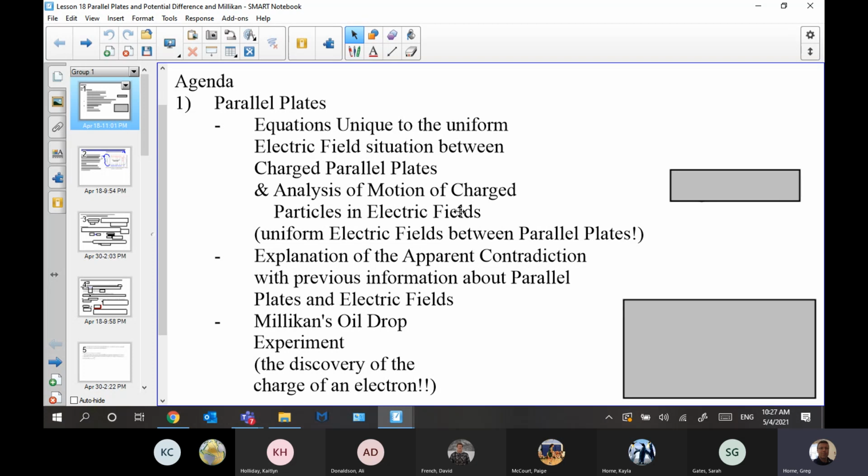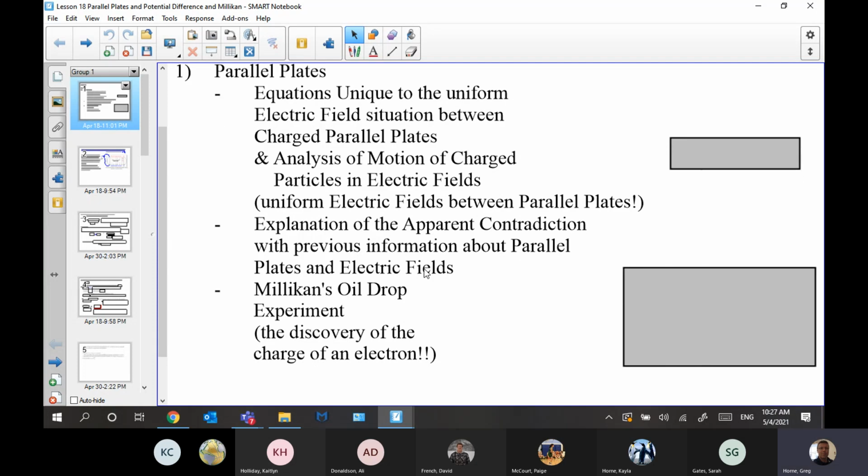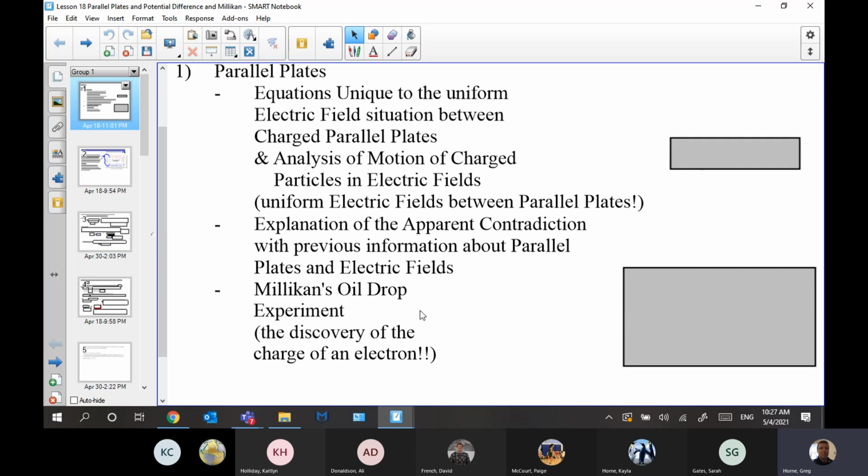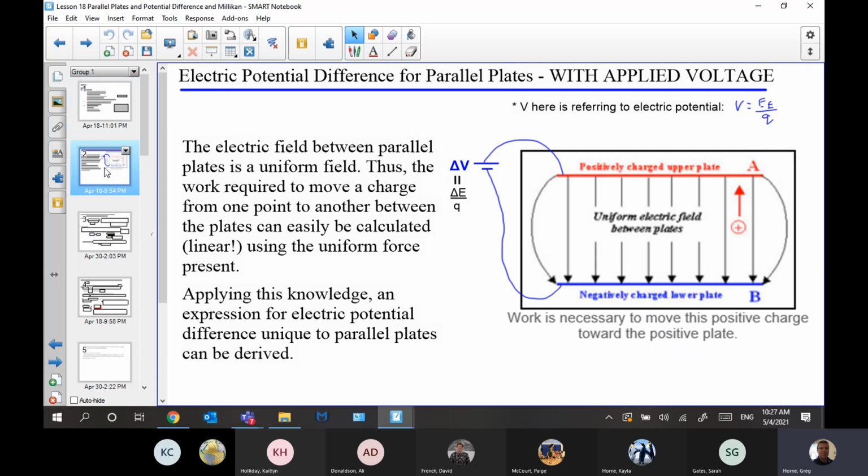You can do some work that you don't have the luxury of doing if the force is not uniform. Uniform force gives uniform acceleration, and so our previous knowledge from grade 11 applies nicely. But in a case where you don't have uniform force, you can't just say you've got acceleration and so on, because the acceleration wouldn't be constant. So that's what we're tackling here. And then also we're going to look at the very important historical experimental result where they determined the charge of an electron. If you're wondering how they know that the charge of an electron is 1.602 times 10 to the negative 19, this lesson covers it.